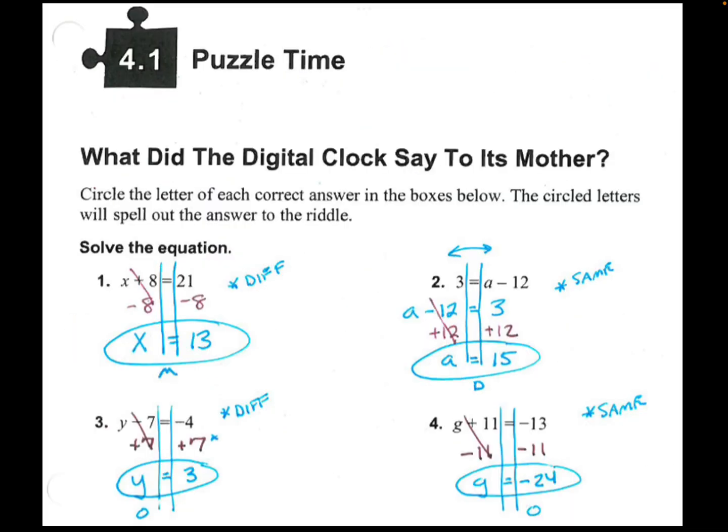So quickly, as you go through these, I want you to see that you should be doing your inverse steps as you look at each one of these. Number 1 we did together. Number 2, you're going to add 12 to both sides, then you get A equals 15. Number 3, you're going to add 7 to both sides, you get Y equals 3. Number 4, you subtract 11 from both sides, and you get g equals negative 24.